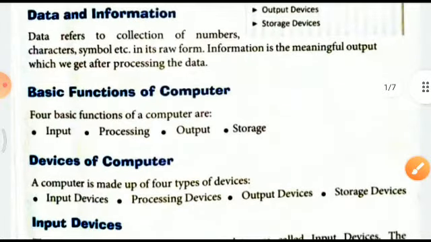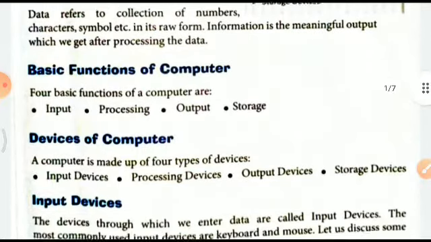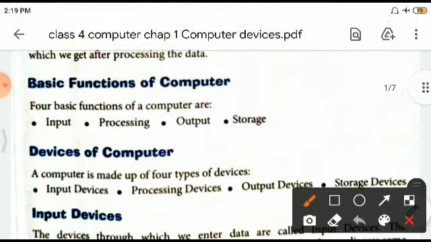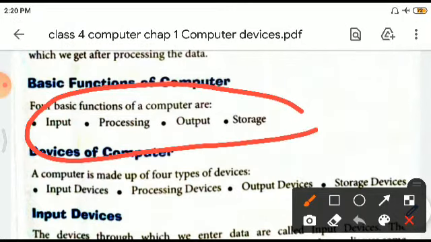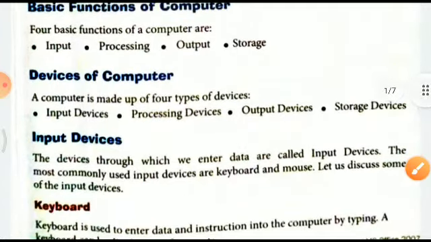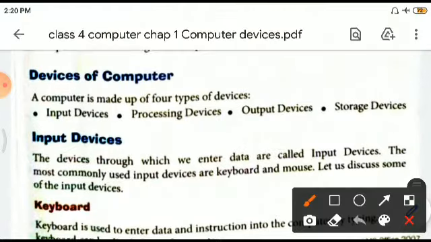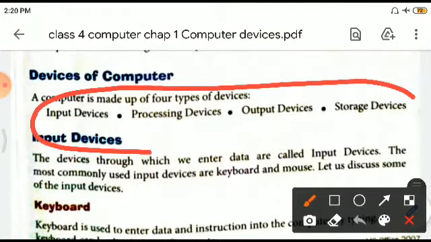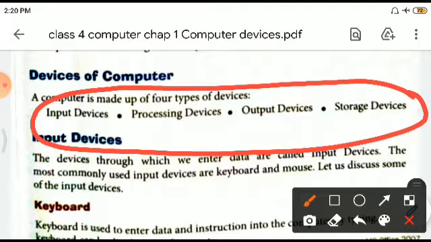Okay, now basic functions of computer. The four basic functions of a computer are input, processing, output, and storage. You need to remember that these are the four basic functions of any computer: input, processing, output, and storage. Now devices. Similarly, devices are also there. We have input device, processing device, output device, and storage device.